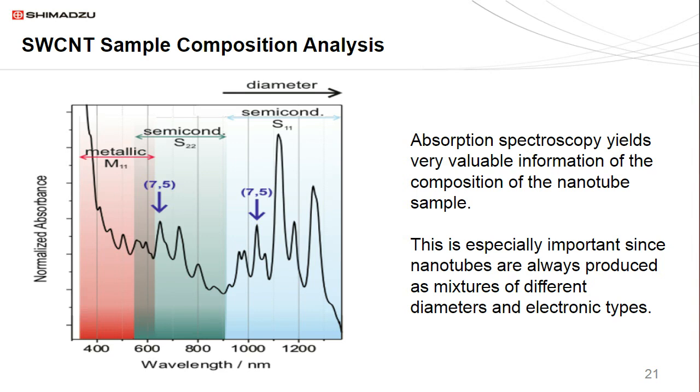Spectroscopy of single-walled carbon nanotubes can be used to identify chemical species. It can be used for purity analysis. It can be used for quality control, research and development. You can see here that the peaks are rather numerous, and you can use these peaks to identify different types of single-walled carbon nanotubes and their purity.